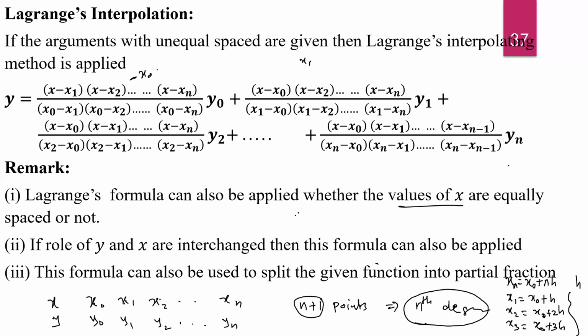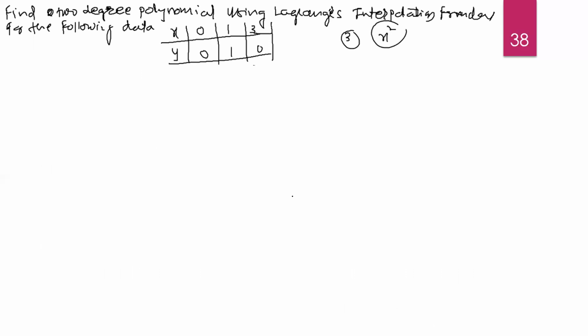Let us take a simple example on Lagrange's interpolation for a 2-degree polynomial. The question is: find the 2-degree polynomial using Lagrange's interpolation formula for the following data. Now this is the data. 2-degree means 3 points are given. This is x0, this is x1, this is x2. These are the 3 points, so we get the 2-degree polynomial, and these are the values of y: y0 corresponding to x0, this is y1, this is y2.